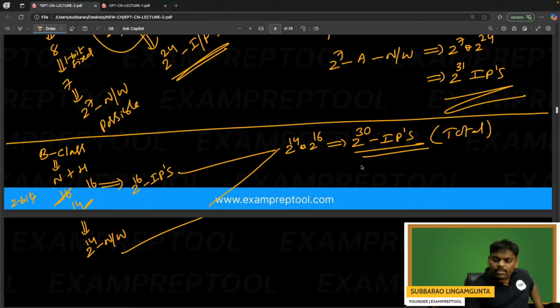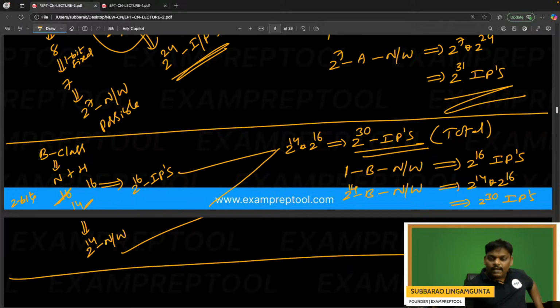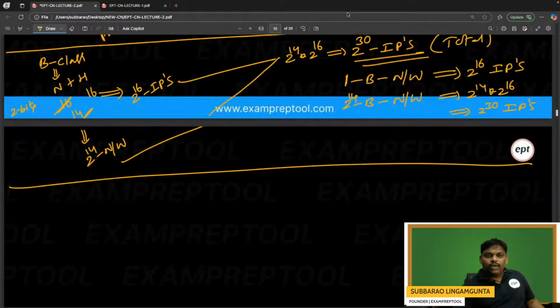Some people are asking me, sir, can you divide it a little bit? See, one class B network contains 2 power 16 IPs. Like that, there are 2 power 14 class B networks. So in total, 2 power 14 into 2 power 16 is 2 power 30 IPs. Is it okay? Class B also okay? Let me check. Do you have any doubt? Let me know. One or two minor doubts are there; further they will be resolved.